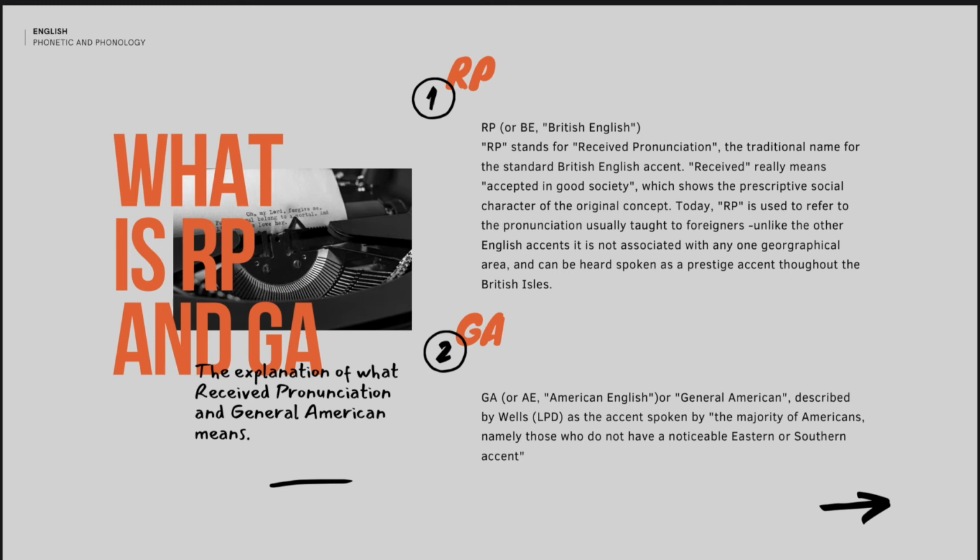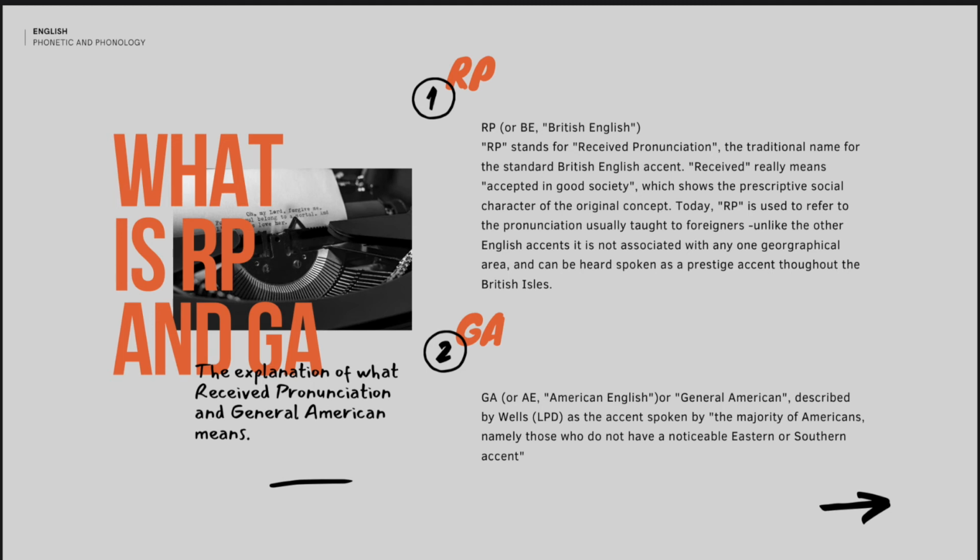RP, or BE, British English. RP stands for received pronunciation, the traditional name for the standard British English accent. Received merely means accepted in good society, which shows the prescriptive social character of the original concept. Today, RP is used to refer to the pronunciation usually taught to foreigners. Unlike the other English accents, it is not associated with any one geographical area and can be heard spoken as a prestige accent throughout the British Isles.